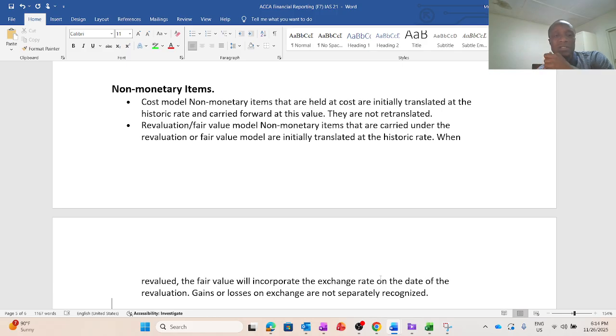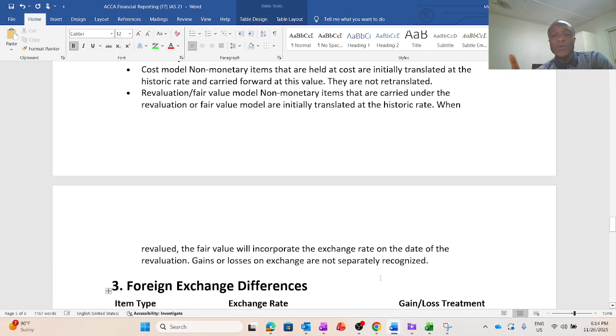But now, let's assume the revaluation or fair value model. The non-monetary items that are carried under the revaluation or the fair value model are initially translated at historic rates. When revalued, the fair value will incorporate the exchange rate on the date of revaluation. Gains or losses on exchange are not separately recognized.